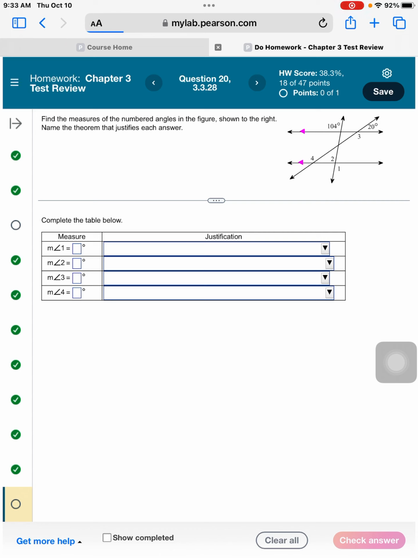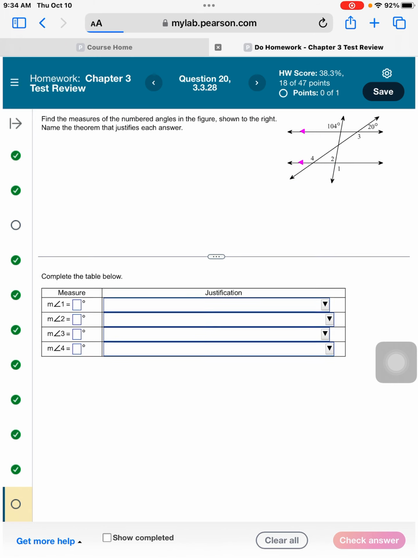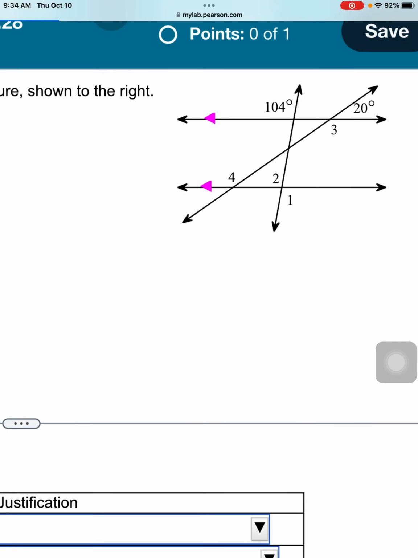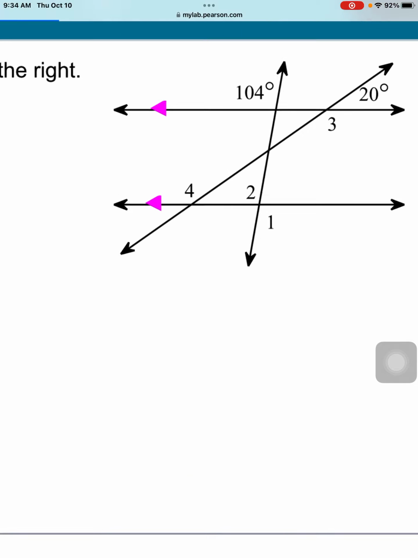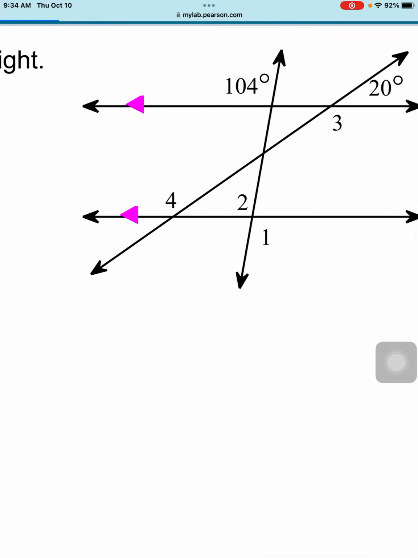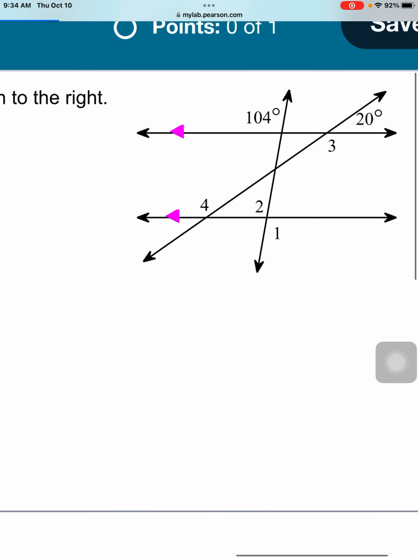Okay, so this one's a tricky one, but this one's kind of fun. Find the measures of the numbered angles in the figure shown to the right, and name the theorem. Okay, so let's first look at 1. What do I know about the relationship between 1 and 104 or 20? Now, does 20 have anything to do with this? No, because look at the transversal line that 20 is on. It's the diagonal one. Does that have anything to do with 1? Absolutely not. So I don't care about that.